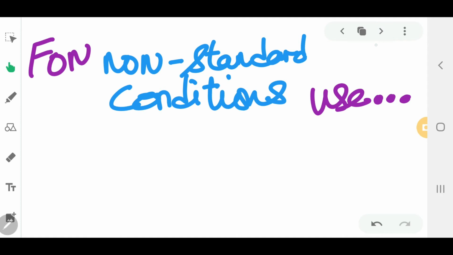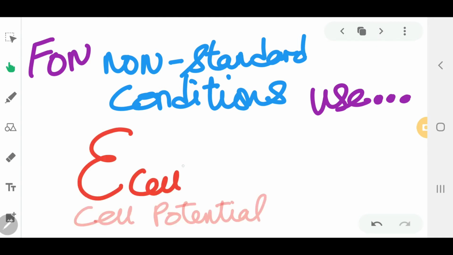What happens if we have a non-standard condition? What sort of equation do we need to use? For non-standard conditions, we're going to use the cell potential. Note that over here, you do not have the symbol naught. So when you use this, this is when we want to calculate the cell potential that is not at standard conditions.